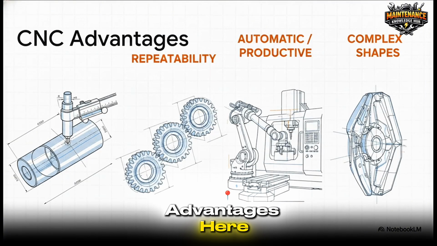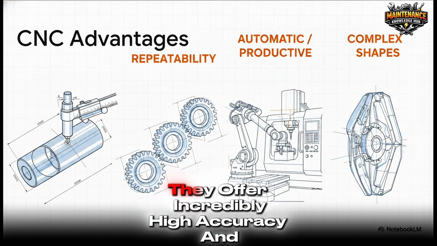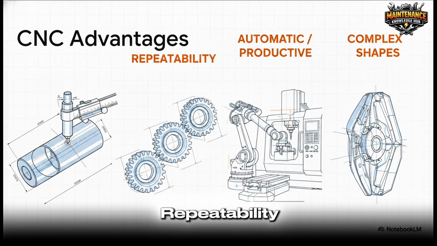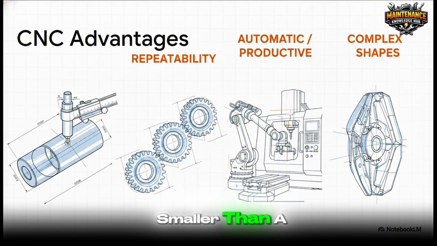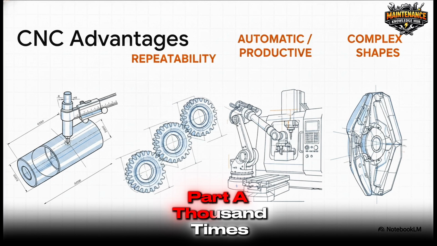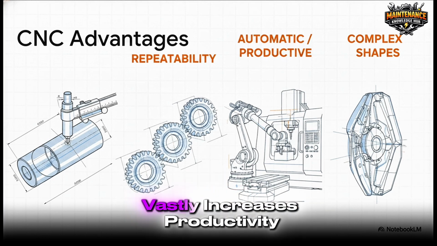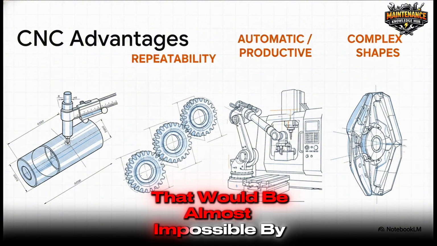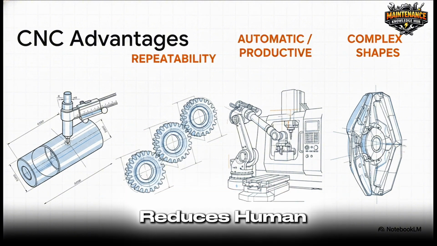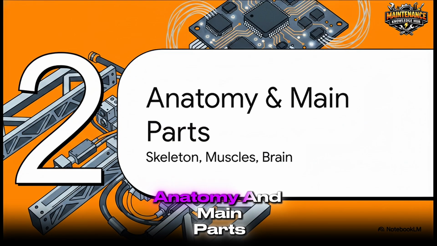Now, the advantages here are absolutely massive. Because they rely on that computer numerical control, they offer incredibly high accuracy and repeatability. And when we say accuracy, we are literally talking about tolerances smaller than a single strand of human hair. You can make the exact same part 1,000 times with zero variation. Plus, their automatic operation vastly increases productivity, allows for complex shape machining that would be almost impossible by hand, and drastically reduces human error. Moving right along to Section 2, Anatomy and Main Parts.